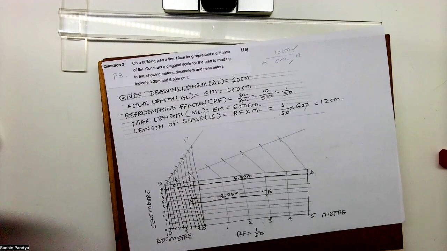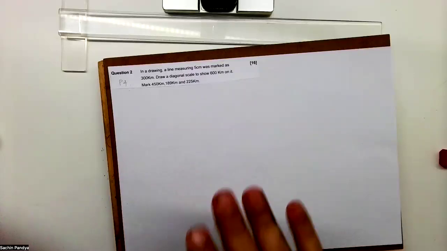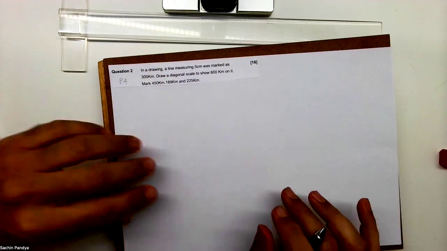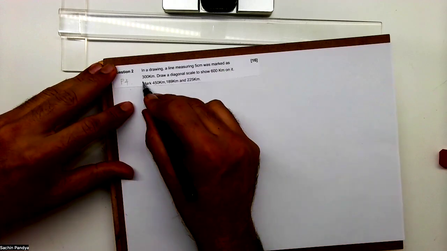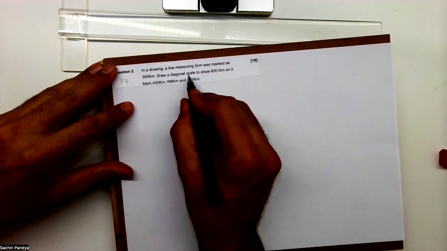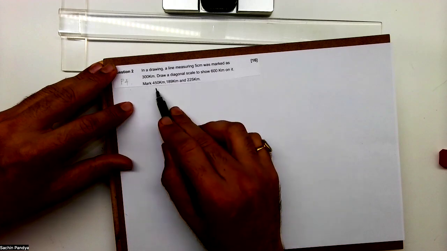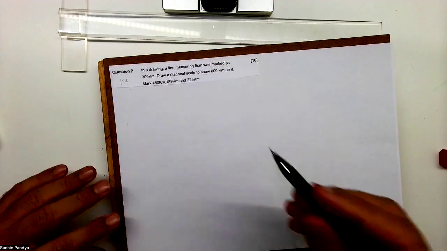Now we'll go for the next sum. See, all these papers will be there in the description link. There will be one link. On that link, if you click, you will get all the papers. From there, you can download and you can solve. This is P4, paper 4, question number 2. In a drawing, a line measuring 5 centimeter was marked as 300 kilometer. Draw a diagonal scale to show 600 kilometer on it and mark 450, 189 and 225 kilometer on it.